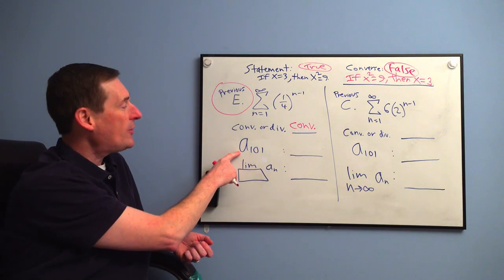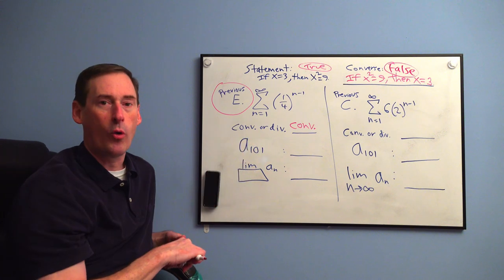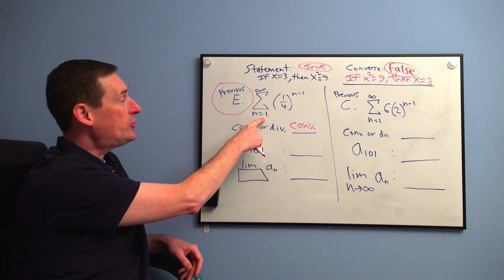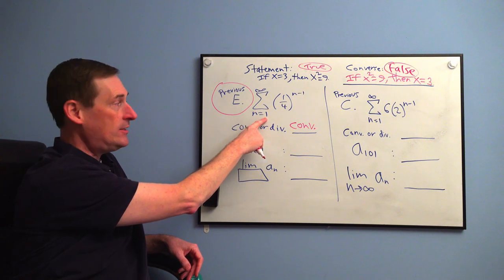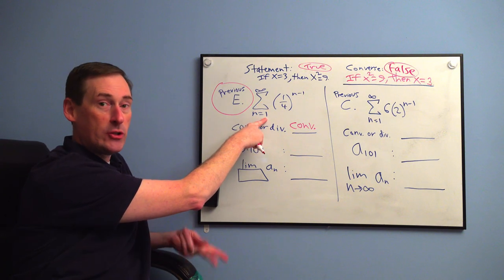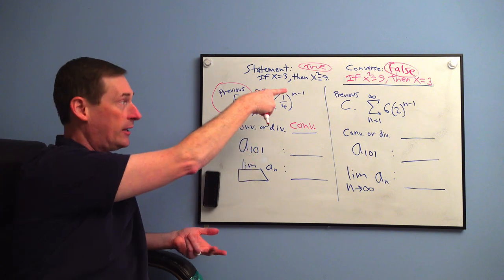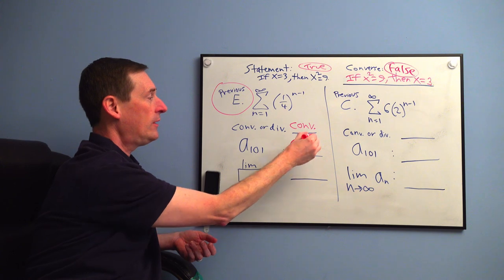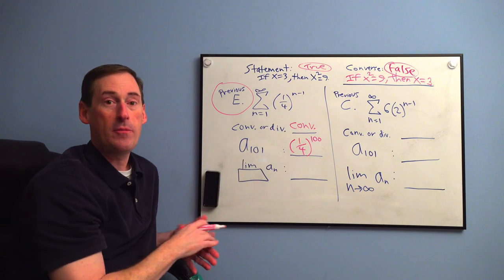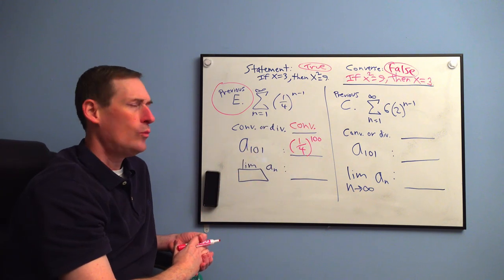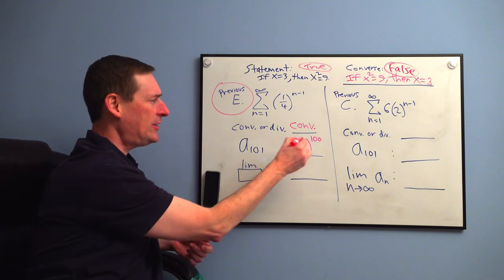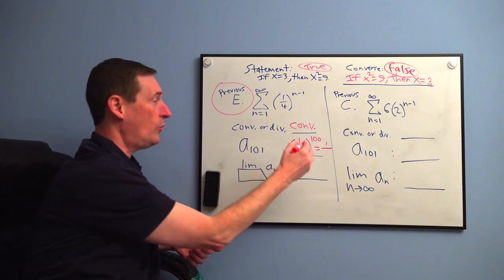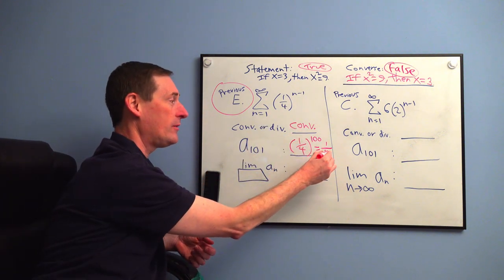Let's say I went way out to a sub 101. What's a sub 101? The 101st term. How would you get it? Well, the first term is plug in 1, it says. So the second term would be to plug in 2. So the 101st term would be to plug in 101. And you would get 1/4 to the 100th power. Okay? What kind of number is that? Isn't that tiny? Let's work this out. 1 to the 100th is 1. But 4 to the 100th, we'll just call it 4 to the 100th.